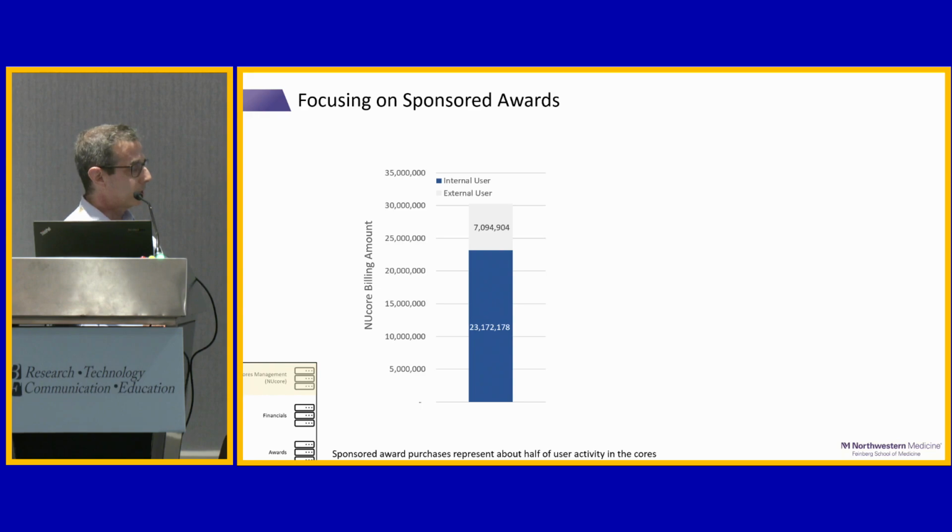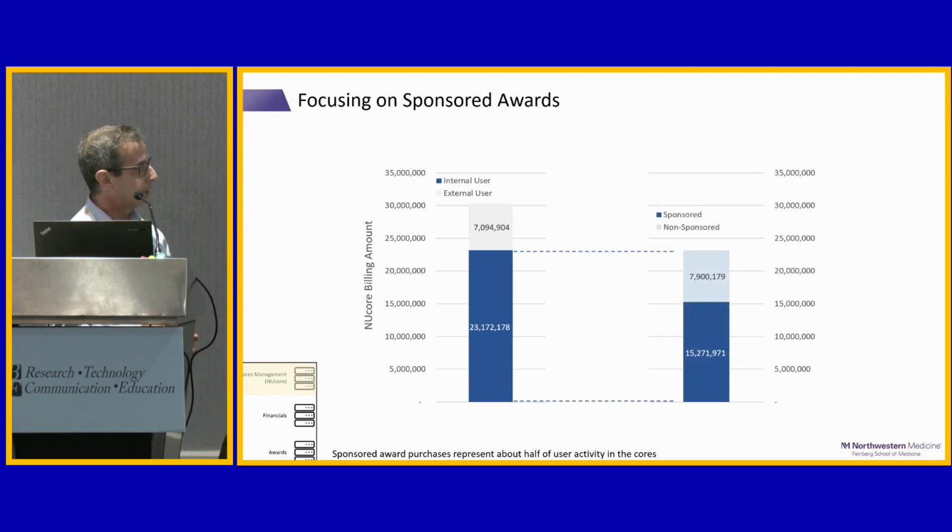So I'm going to focus largely on the sponsored awards, the ones that are funded by outside organizations. If we look at the billing in NewCore, there's roughly about $31 million. About 3/4 of it is from our own internal users, and I'm going to focus on them, and about 1/4 of it is from external users. If we dig a little bit deeper into that internal use, you can see about 2/3 of that, or half of the overall activity, is from sponsored awards. The other third of this is startup packages, various sorts of endowments, gifts, internal funds. So for a couple of reasons, I'm going to focus on these sponsored awards in this talk.